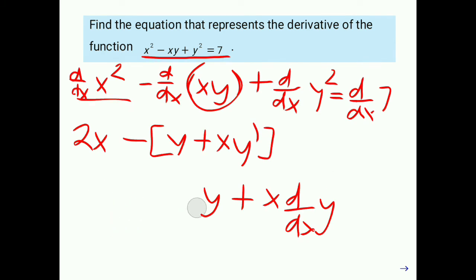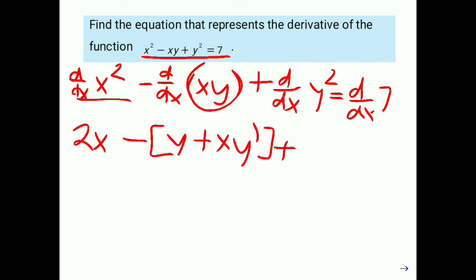So, plus the derivative with respect to x of y squared. So, ang unang gagawin is imagine mo lang sa isip mo na si y is x. So, anong gagawin? That's just power rule, diba? That's 2y times the derivative of the inside, which is y prime. So, that's dy/dx or y prime, is equal to the derivative with respect to x of 7. That's 0. Then, next is simplify and solve for y prime.